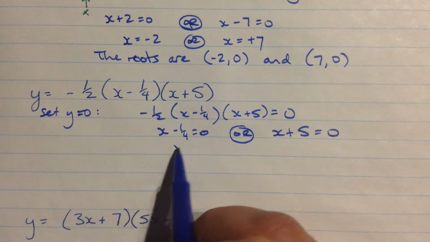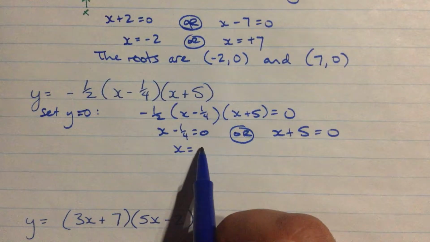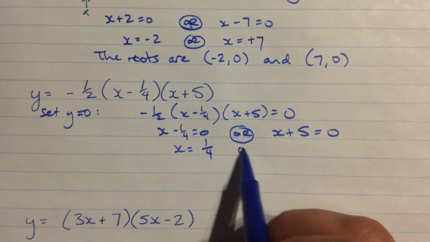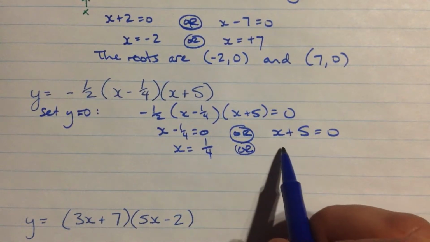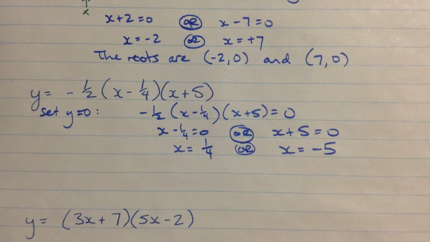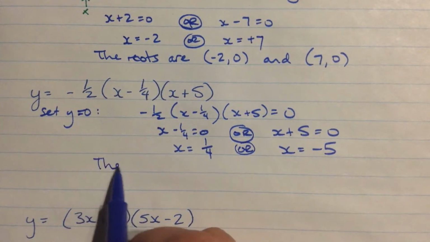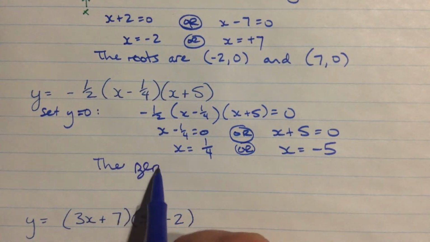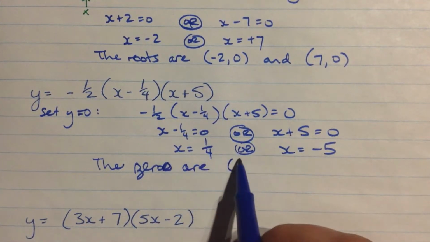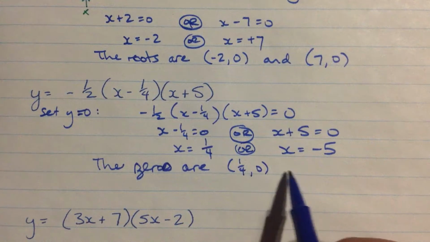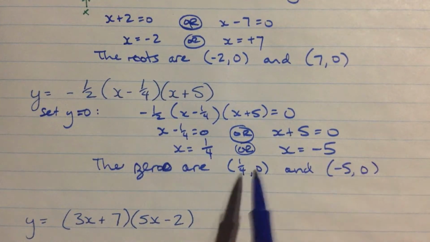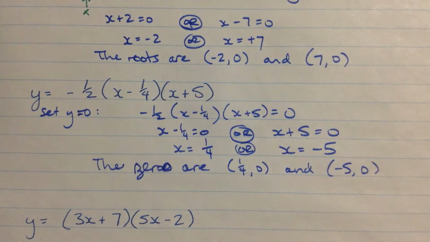Just solving this now, x equals positive 1/4 by adding a quarter to each side, or on this side, x equals negative 5. So the roots are, maybe I'll write the zeros this time, the zeros are 1/4, comma 0 and negative 5, comma 0, right?